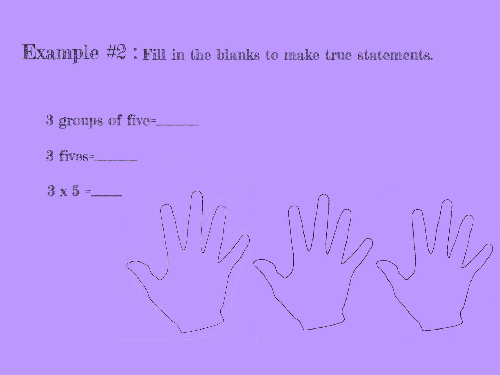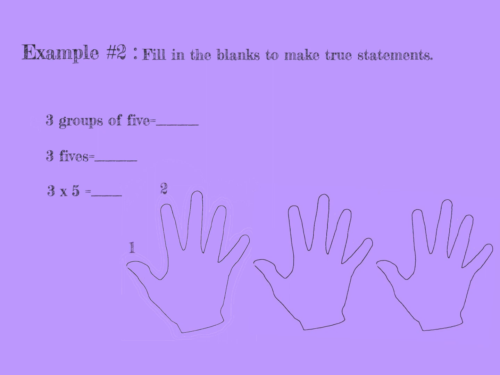Example number 2. Fill in the blanks to make true statements. 3 groups of 5 equal, 3 5s equals, and 3 times 5 equals. As you can see, we have 3 hands, which is 3 groups of 5, because each hand has 5 fingers. Therefore, if we count all the fingers on 3 hands, we will have 3 groups of 5.